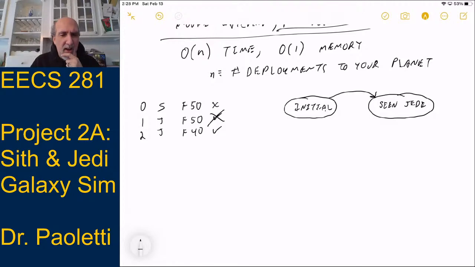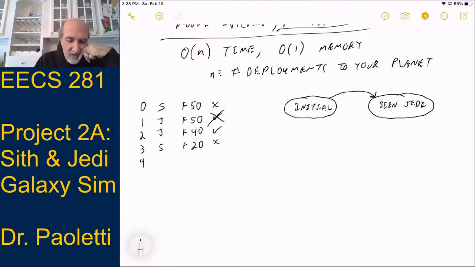Okay, now, time 3. Sith appears with Force 20. Is this interesting? No, because when this Sith arrives, this Sith will hide behind a rock and will not fight because that Jedi is more powerful. No fight happens. So that's not interesting to me. From a movie watcher, it's boring when the Sith hides behind a rock.